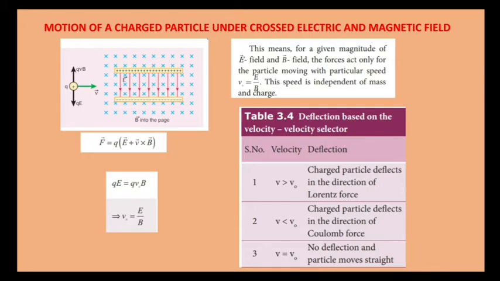Then this means for the given magnitude of E vector field and magnetic field, the forces balance only for the particle moving with a particular speed. So v0 is equal to E by B. This speed is independent of mass and charge. At that particular speed, E and B are balanced. So at that time the velocity does not depend on the mass or the charge; it behaves independently. So this table shows how the velocities compare, and whenever v0 is greater than v, the deflection of the charged particle is given in this table. Please read it.